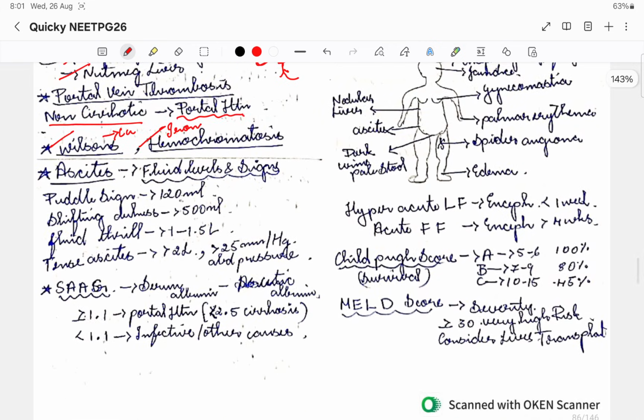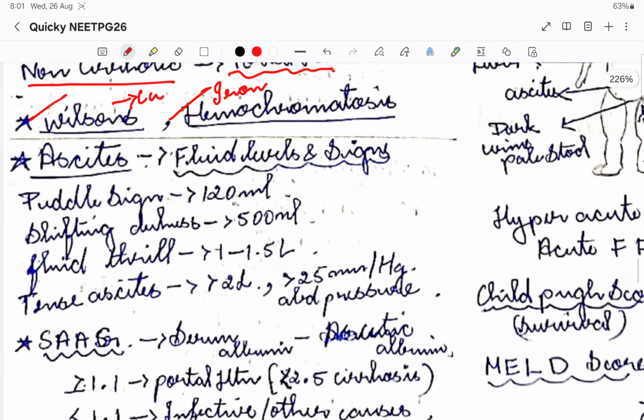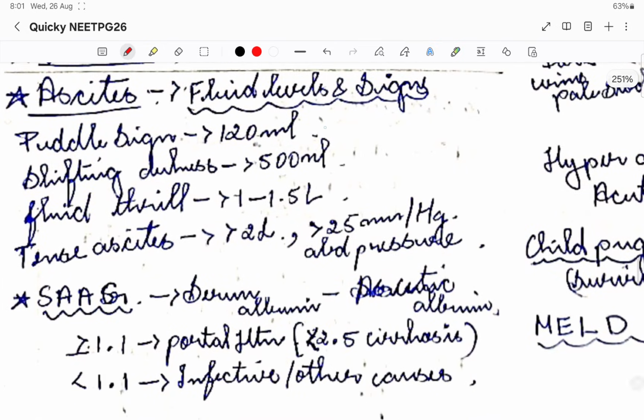Now coming to the main complication, that is ascites. Please remember these fluid volumes, as this has been asked. Puddle sign: if the volume of ascites is just 120 ml, we can elicit it by the puddle sign. We make the patient go on all four limbs, and we try to elicit if there is fluid. All the fluid will be in the stomach, so here we can elicit the fluid volume.